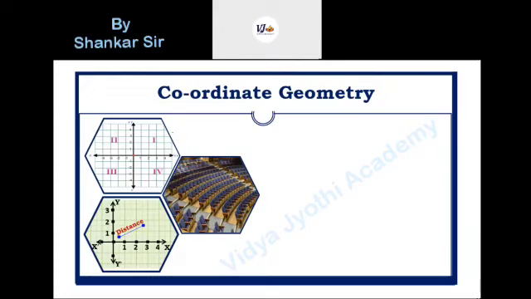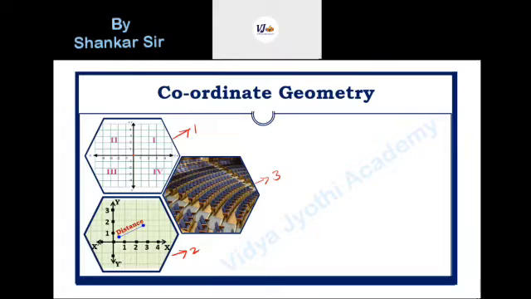Pictures are given. This is the first one, picture number 1, here is picture number 2, and this is picture number 3. So what can we see in the pictures? In the first figure, what is given here? Four quadrants are given, right?